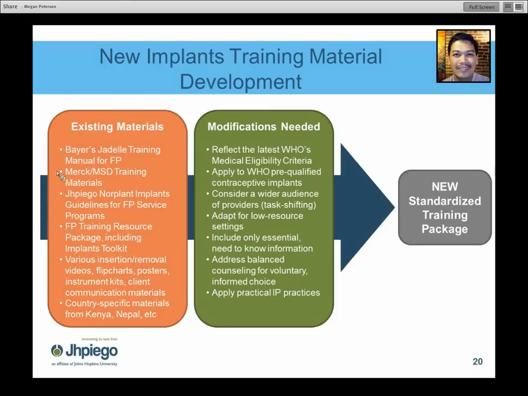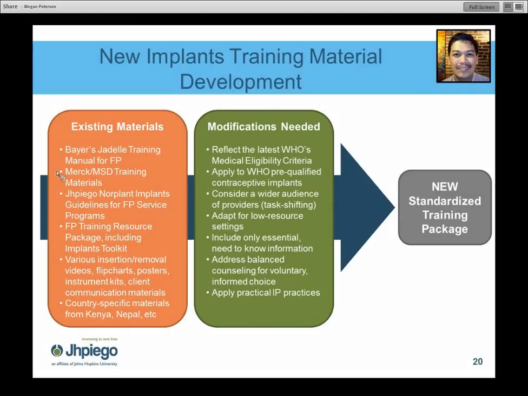So the standardized learning resource package reflects the latest of WHO's medical eligibility criteria. Right now, it only applies to the two WHO pre-qualified contraceptive implants, Jadelle and Implanon, both the traditional as well as the Nexplanon or NXT.